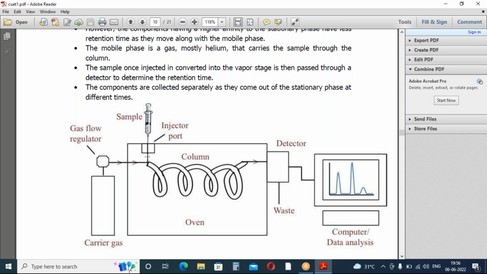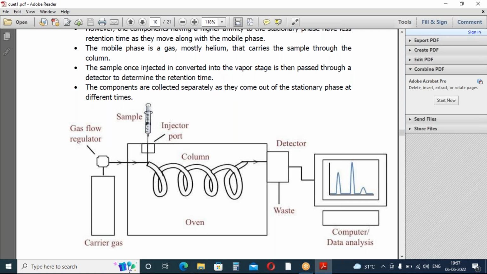Understood? You can see what is happening here: this is the gas flow regulator, and the carrier gas is the mobile phase, and the sample is injected through the injector port. Here the sample device is different from the mobile phase device.